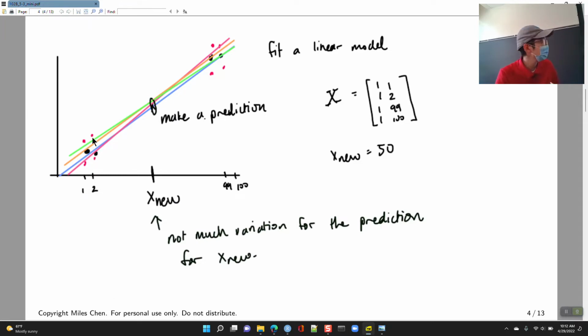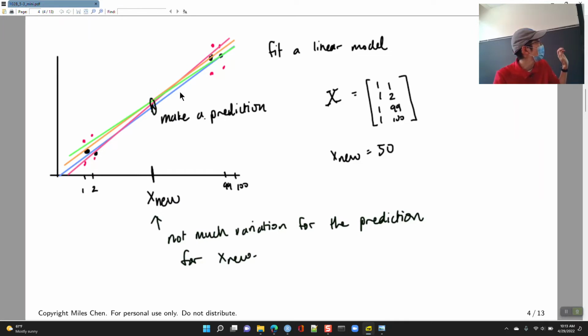Now, someone else, because of randomness, maybe they observe values at 1, 2, and values at 99, 100, and when they do, their random observations are just ever so slightly different, right? There's a little bit of noise around 1, a little bit of noise around 2, a little bit of noise around 99, a little bit of noise around 100 regarding the value that they get.